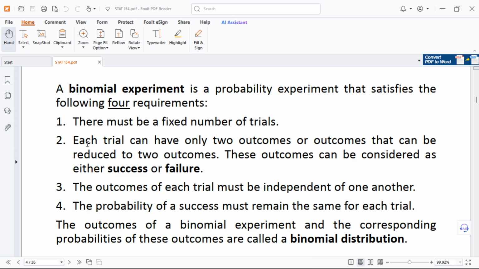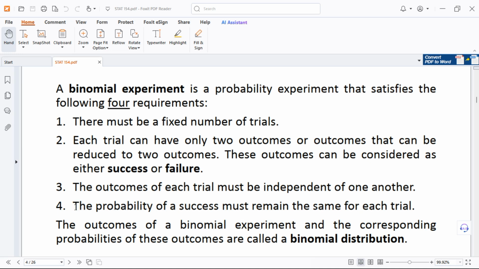Second, each trial can have only two outcomes. The trial that we said should have a fixed number has to have only two outcomes, and these two outcomes are success or failure, as you can see down here. Third, the outcome of each trial must be independent of one another. That is, the occurrence of one does not affect the occurrence of the other.